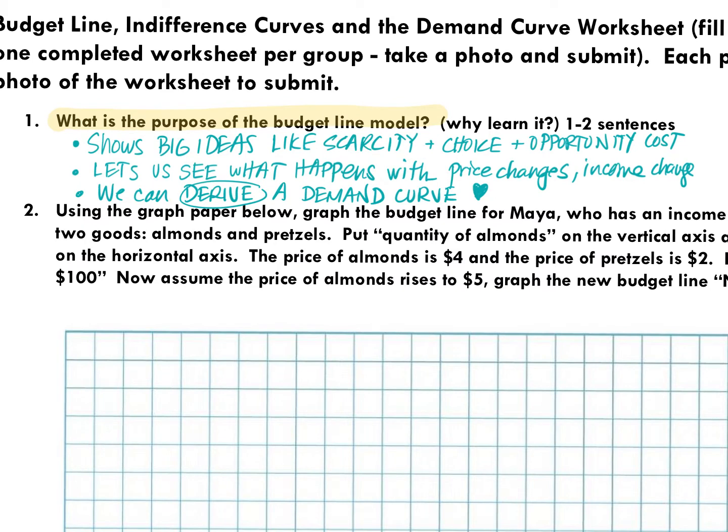You could talk about how it shows us some big ideas: scarcity, choice, opportunity cost. You could talk about how it lets us see what happens when price changes or income changes. Basically, let's try to predict what consumers are going to do. And then finally, most importantly, we can derive a demand curve.